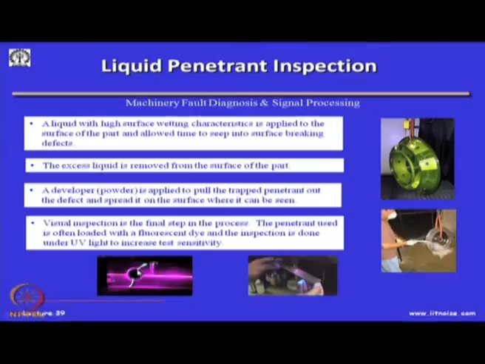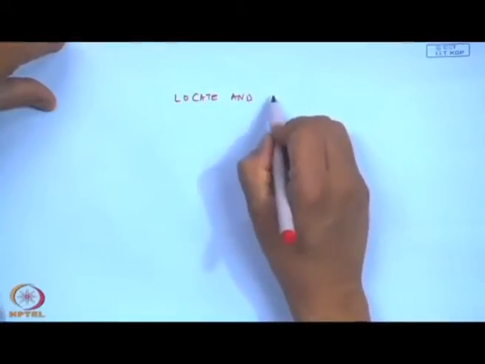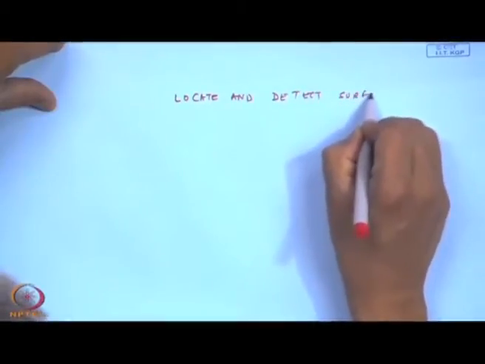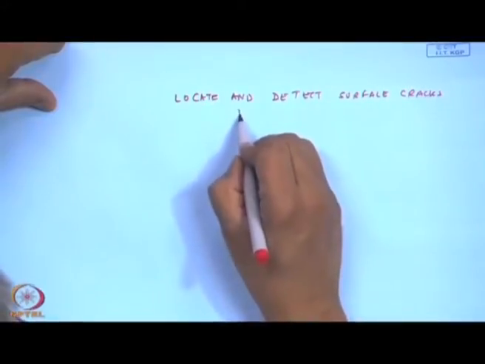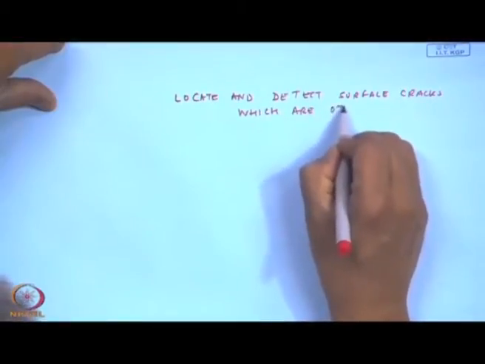This is a fluorescent type developer, which is being used to find out the defects in the system. Okay. So, dye penetrant is a very easy and quick method to locate and detect surface cracks which are otherwise not visible to the naked eye.